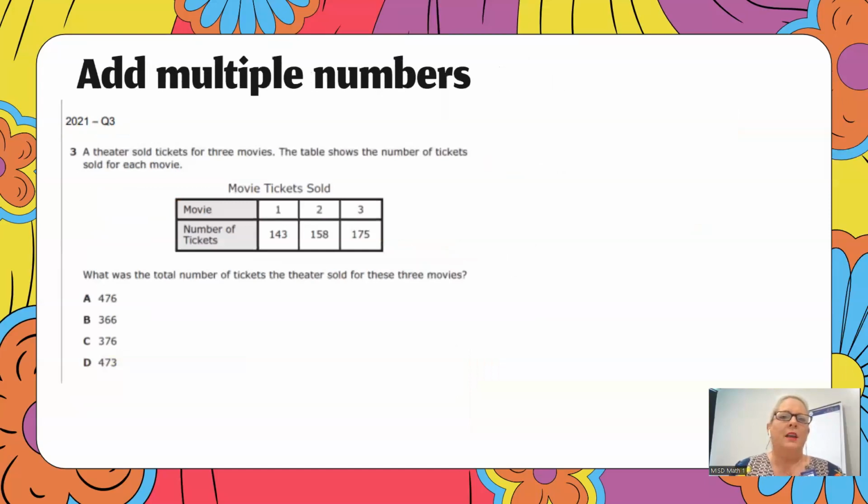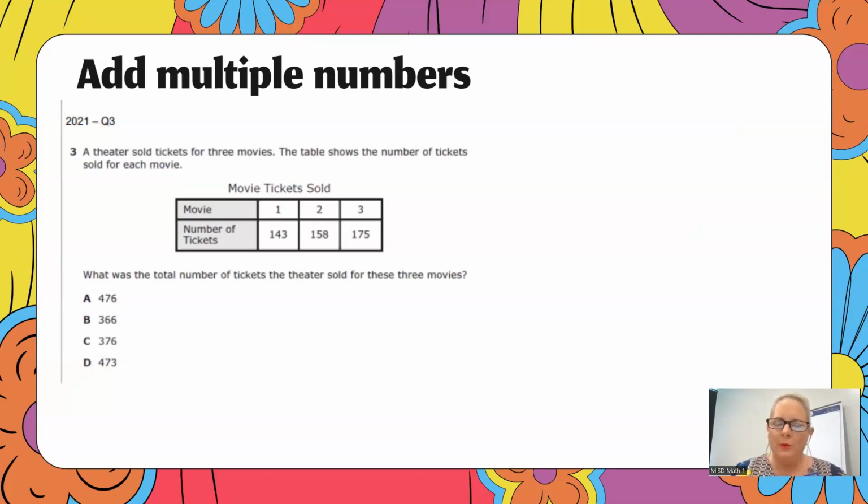Okay. Another way that 3.4a is tested is adding multiple numbers. So we saw that we had 3 one-step subtraction problems. Now we're on to what is the total number of tickets the theater sold for these 3 movies. So we're having to add all 3 numbers.